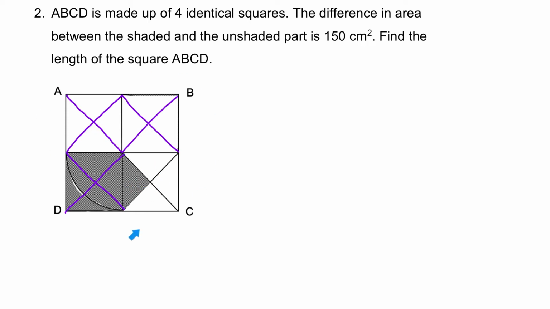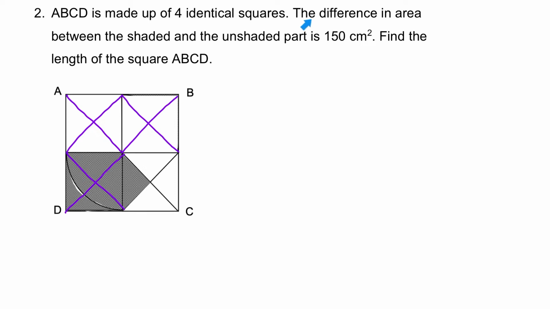Okay, so you can see how many triangles are there? Equal triangles. There are in total 4, 8, 12, 16. In total, ABCD is made up of 16 equal triangles. And out of these 16 equal triangles, 1, 2, 3, 4, 5, 5 are shaded, which means 11 of them are unshaded.